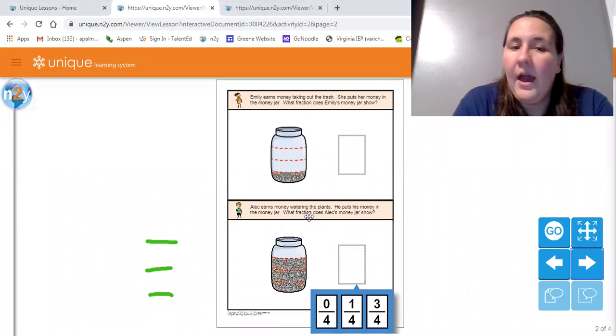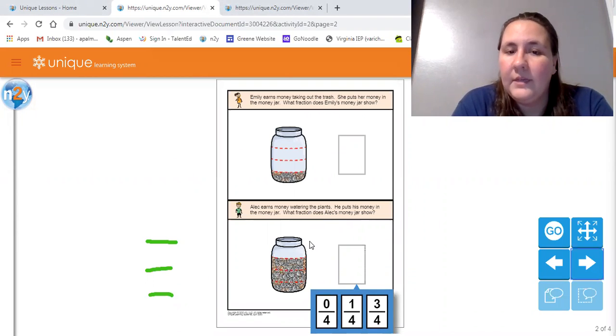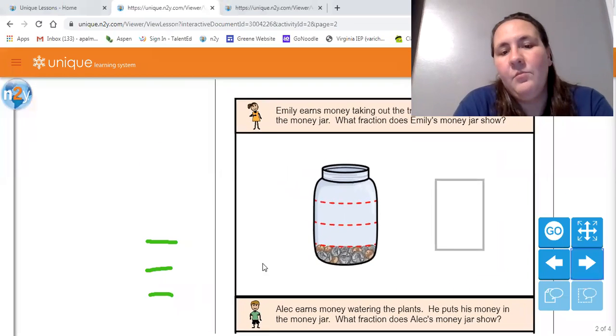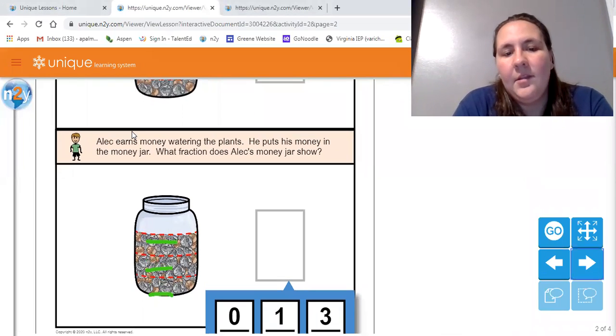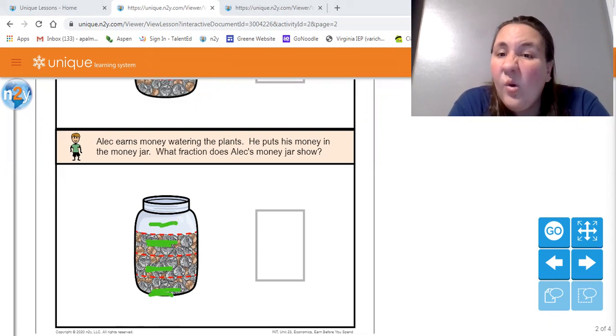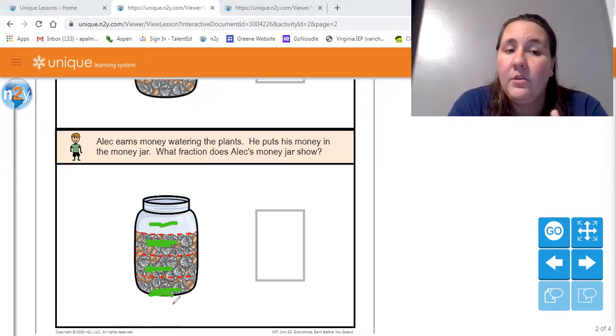And then I need to know how many pieces are all together, okay? So if I move this back over, I can see I counted my 3, but I need to know how many are all together. So if I count all together, I'm going to count 1, 2, 3, and 4, right? The whole jar is 4 parts, okay?